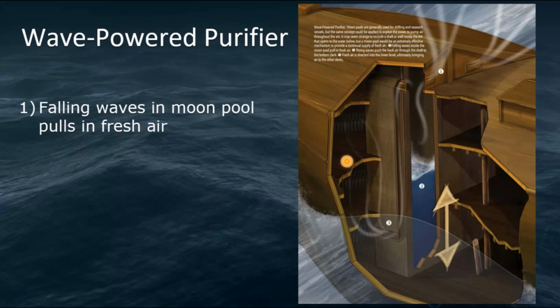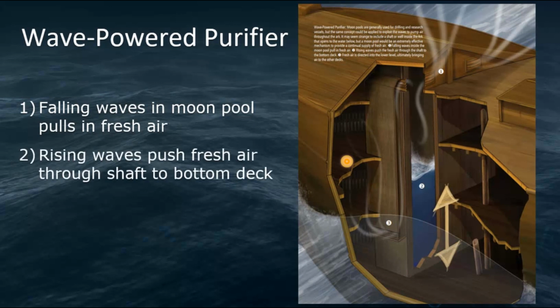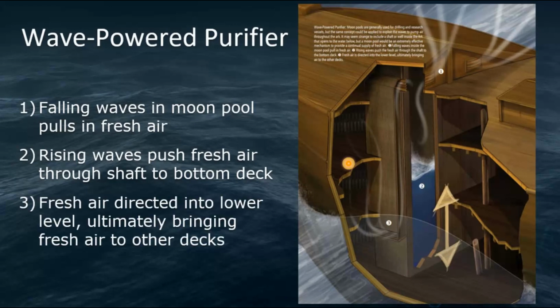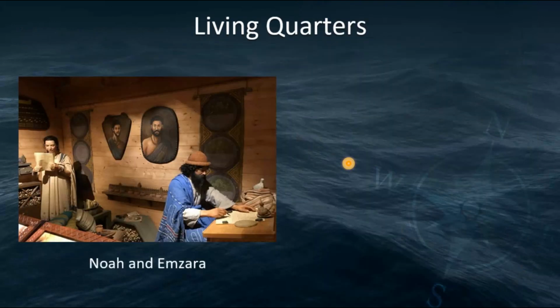Also, the wave-powered purifier. Falling waves in the moon pool pull in fresh air. The rising waves would push fresh air up through the shaft from the bottom of the ark. And then as the wave goes down, fresh air could be directed into the lower level, ultimately bringing fresh air into all other decks. So by just using the waves up and down, that could circulate air throughout the ark.